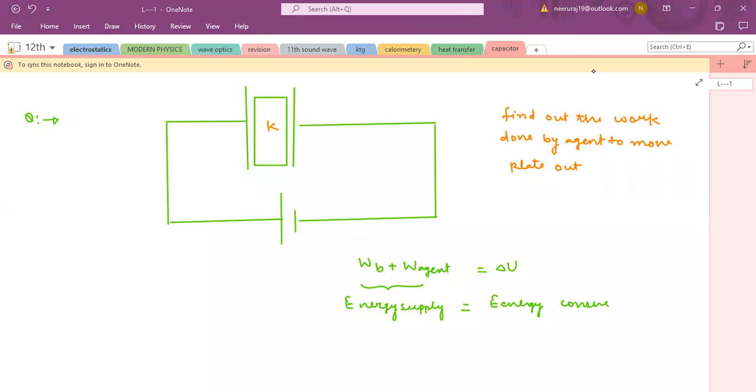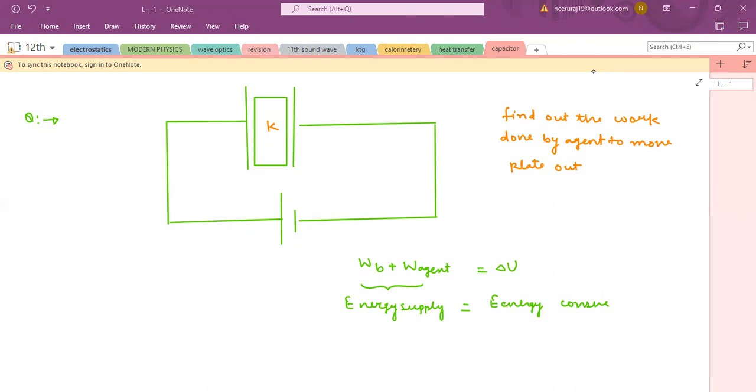So बच्चों, what is next question? Next question है, this is the setup, initial set. Find out the work done by external agent to move the plate out. So बच्चों, there are two types of questions related to this problem. In one problem, they ask the force by external agent, and in the second question, they ask work done by the external agent.